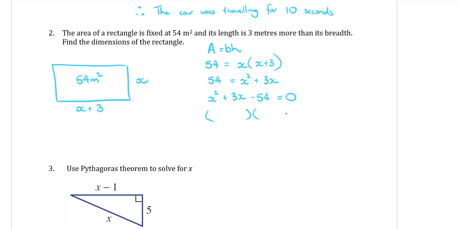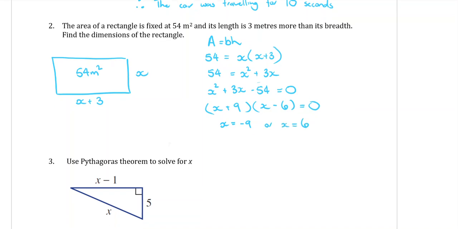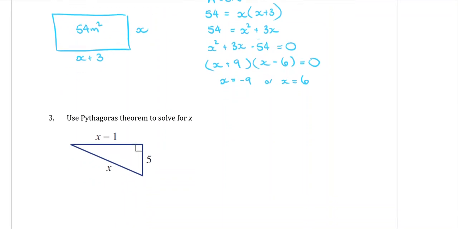Factorising. I'm looking for two numbers that will times to give the negative 54 and add to give the 3. It's 9 and negative 6. Using null factor, I get x equals negative 9 from the first bracket, or x equals 6 from the second bracket. But are both of those solutions valid? X represents the side length of the rectangle. The negative 9, you can't have a negative side length, so it is not valid.